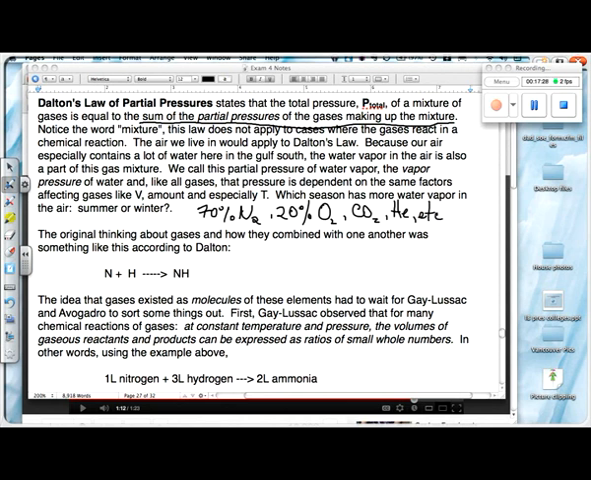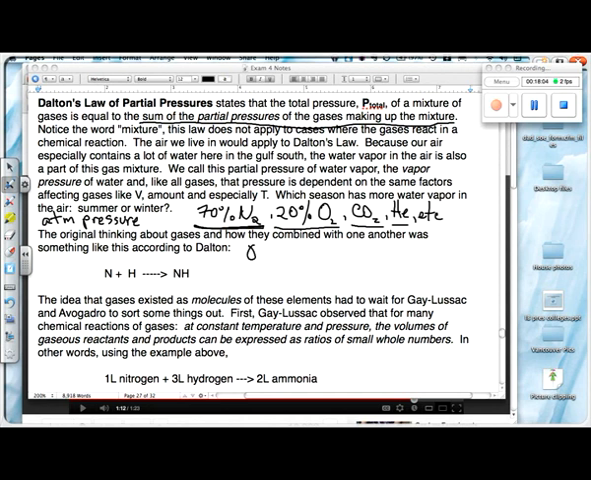So the pressure of nitrogen is going to be affected by the fact that nitrogen weighs 28 grams per mole, and the particles are a certain size. Oxygen weighs 32, carbon dioxide weighs 44, helium weighs 4. So the pressure of each of these gases is dependent only upon the molecules that make up that gas. If I look at atmospheric pressure, 70% of it is due to nitrogen, and 20% to oxygen, and so on.